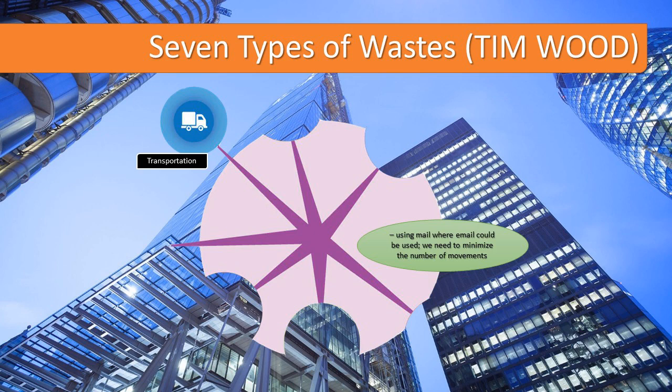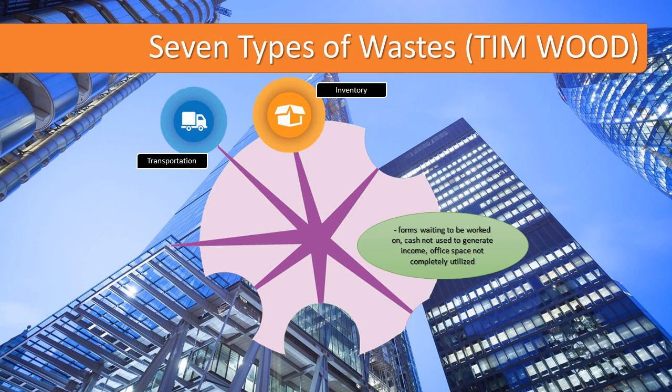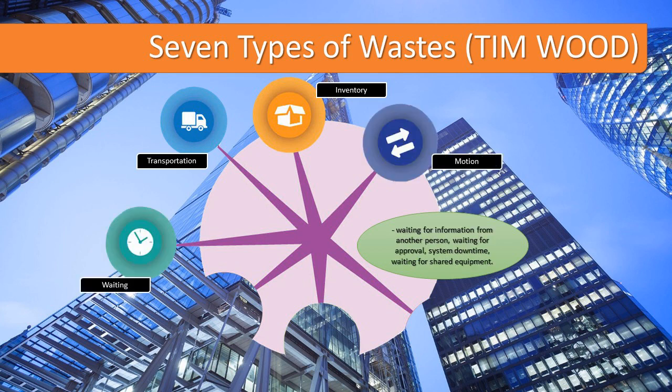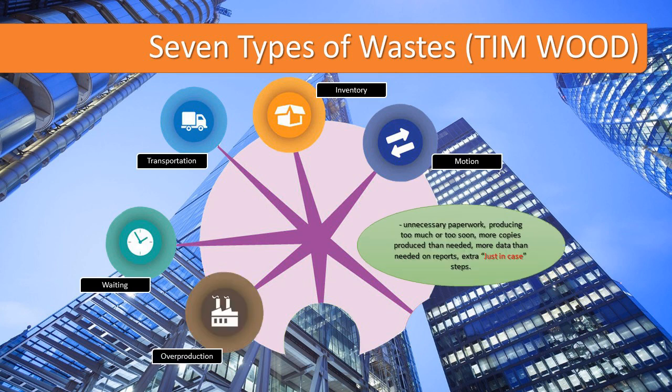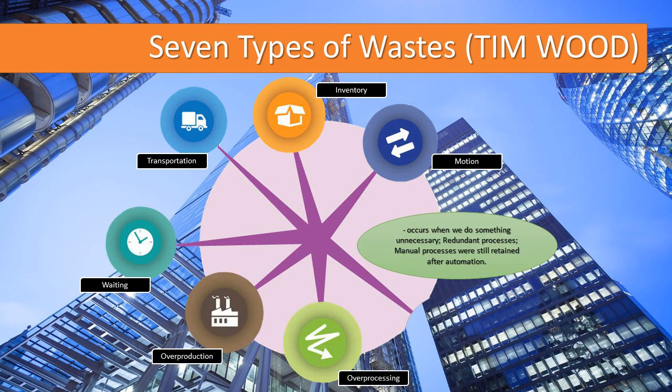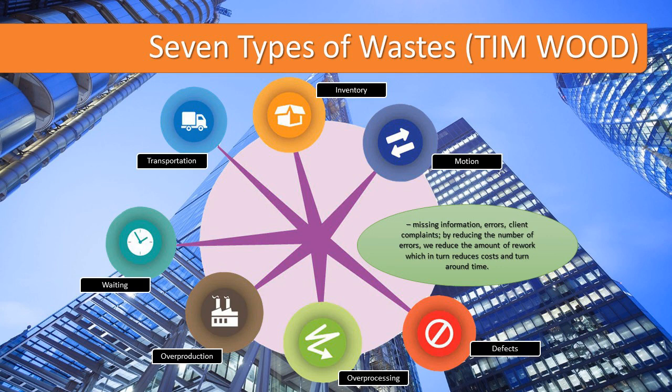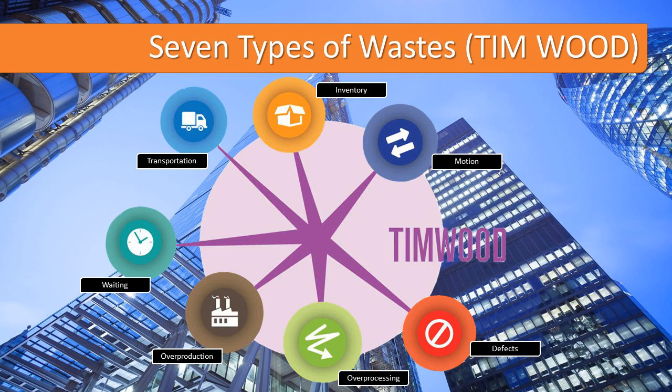First is transportation. Second is inventory. Third is motion. The fourth one is waiting. Fifth is overproduction. Sixth is overprocessing. And the last one is defects. These can be easily memorized by familiarizing its acronym, which is TIMWOOD.